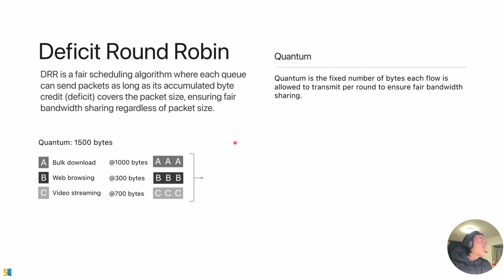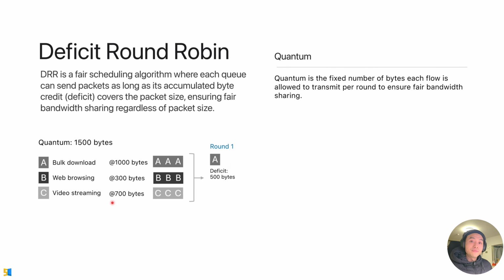So, for example, if we have three flows, A is for bulk download, flow B is for web browsing, flow C is for video streaming, and we have a quantum size of 1500 bytes. And each package in A has 1000 bytes, 300 bytes, and 700 bytes. So let's see how it works.